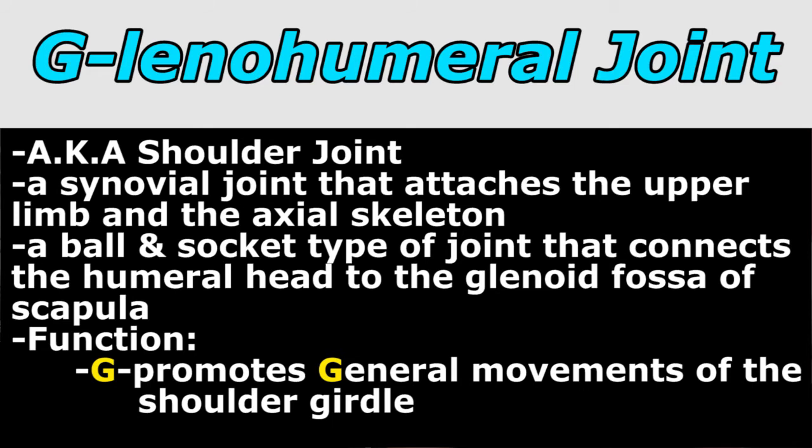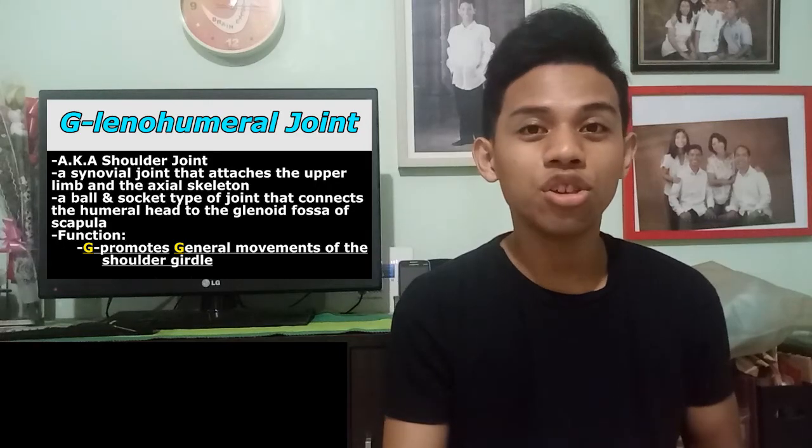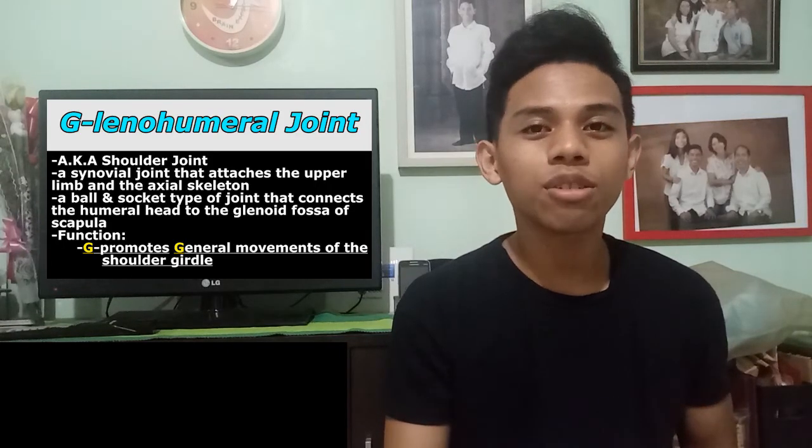Glenohumeral joint is a synovial joint that attaches the upper limb and the axial skeleton. It is a ball and socket type of joint that connects the humeral head and the glenoid fossa of scapula, and it functions as G, general movements of the shoulder.